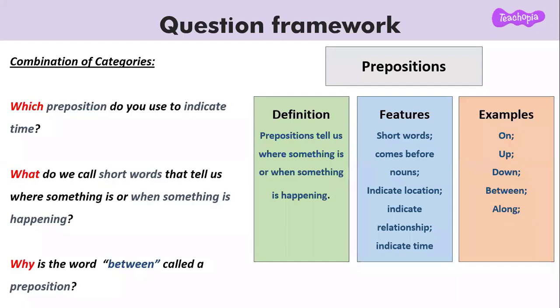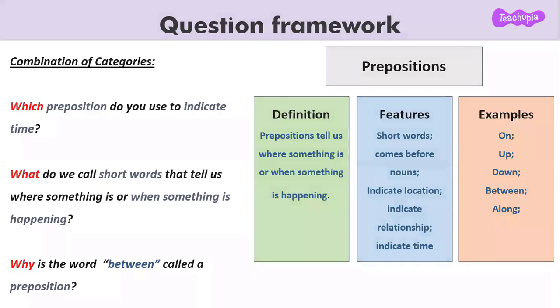And an examples level combination would be something like this. Why is the word between called a preposition? See how here both definition and examples are combined and a question is made. So this brings us to the end of step 2.